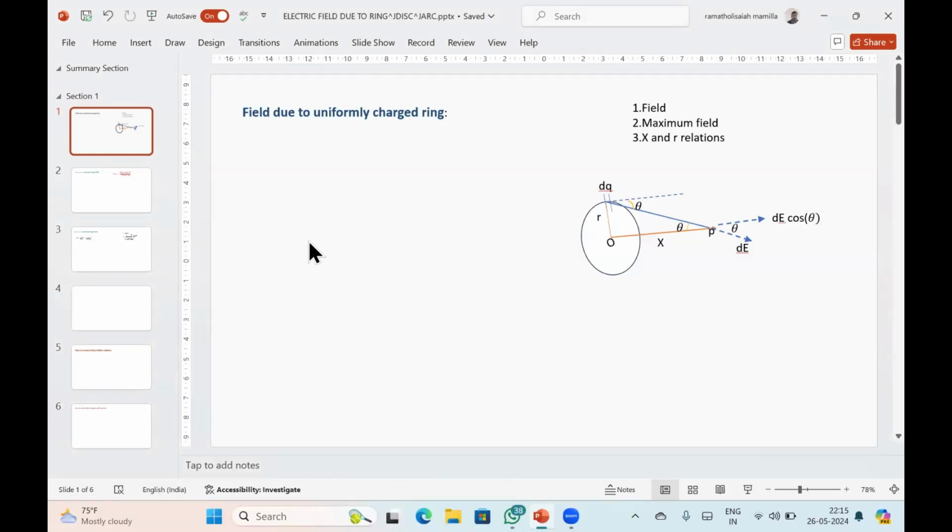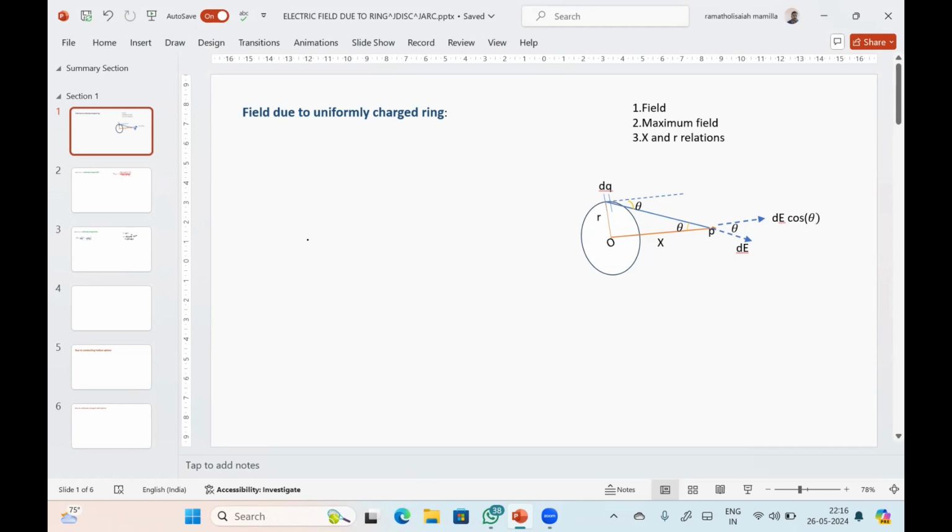Guys, welcome back. Today's topic is field due to different shaped bodies. That means disc, arc, ring, conducting sheet. That means conducting shell or non-conducting solid sphere, conducting solid sphere. About this, the maximum I will try to explain today. And if you know the field, how to calculate, you can make it easy by using the Gauss law. That is another topic I will explain another day.